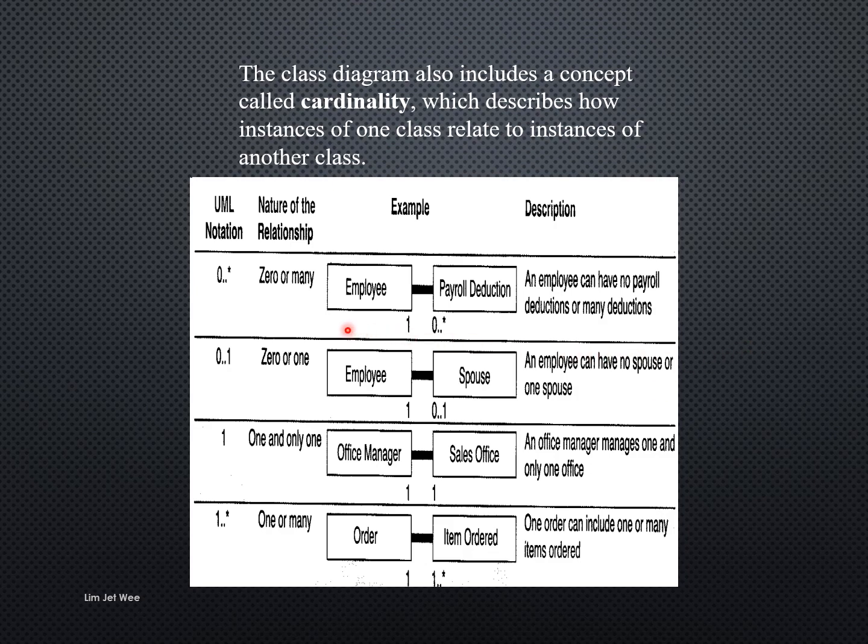Of course, these relationships are known as cardinality. So you have zero to many, zero or one, one and only one, and one or many. Just look at the numbers. The one, zero, or the star is actually the many.